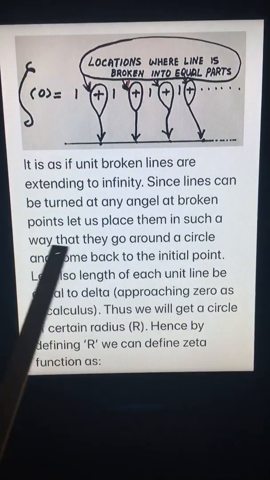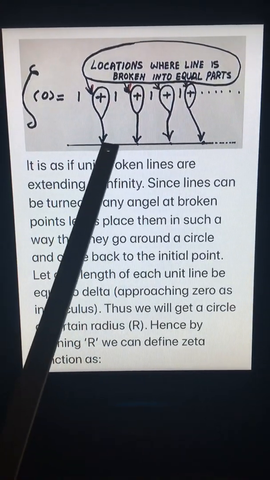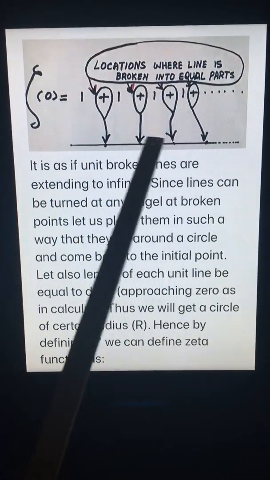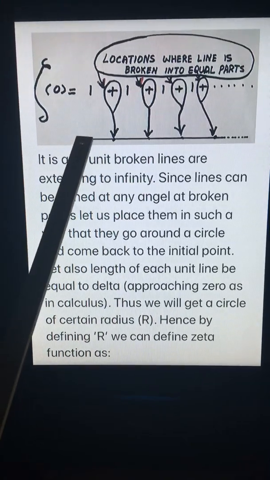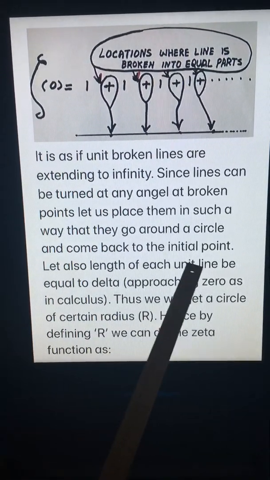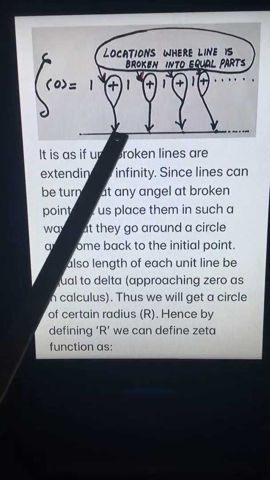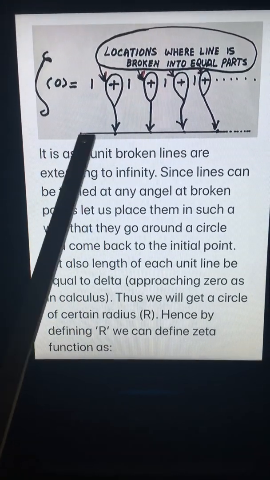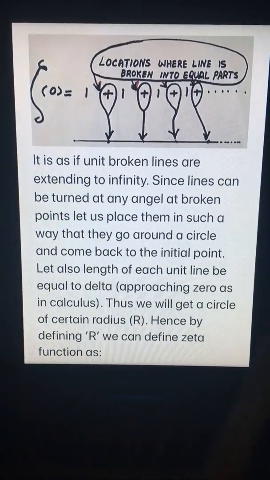Let us place them in such a way that they go around a circle and come back to the initial point. So if we turn this point so much that it is the tangent on a circle, this line will go around a circle and come back to its initial point, which is this one. Let also the length of each unit be equal to delta, approaching 0 as in calculus. So if this line is very very short, like the delta function of calculus, then we will get a circle of certain radius r. So that will continue a circle.